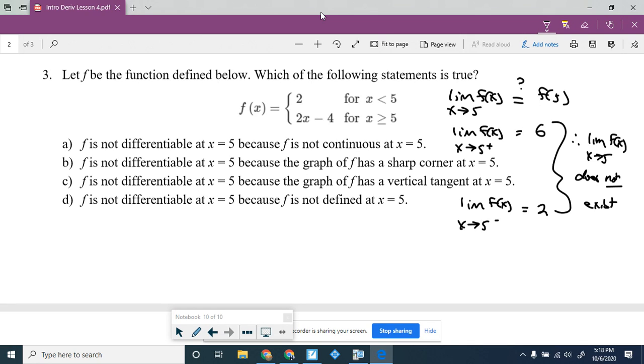All right, so now let's look at the choices. They're all "f is not differentiable." All right, but what's the reason? Well, this one says because f is not continuous at x equals 5. Well, blammo. That's going to have to be it, right?